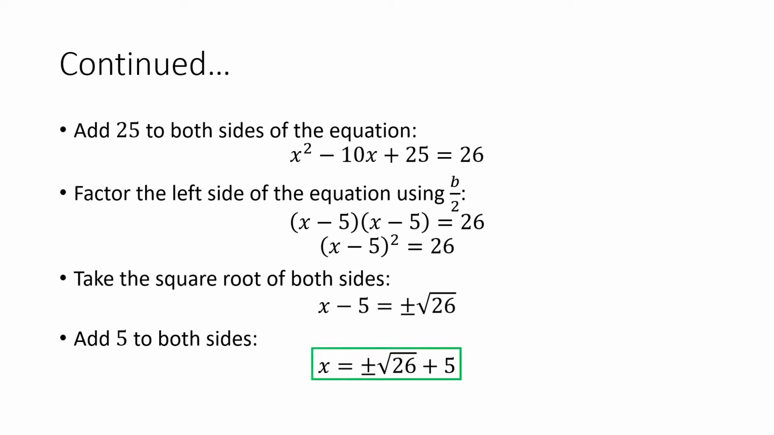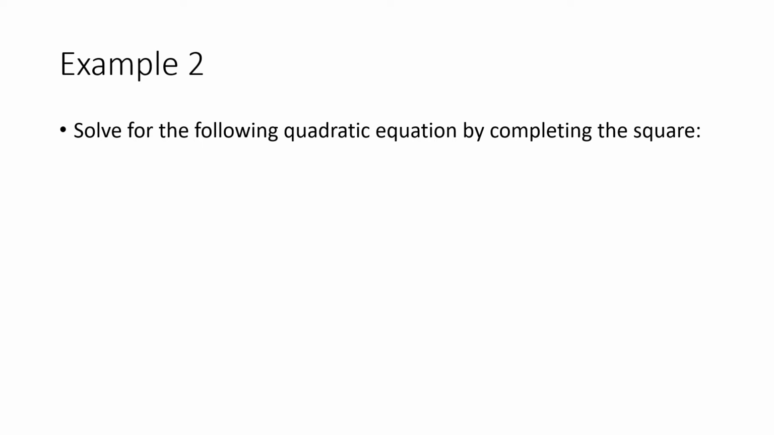How easy was that? Well, let's just try another example to get the concept a bit clearer. Let's solve the following quadratic equation by completing the square. x squared plus 2x minus 7 is equal to 0. This process is no different for this equation, so let's just dive right in. I'll be going a little faster.